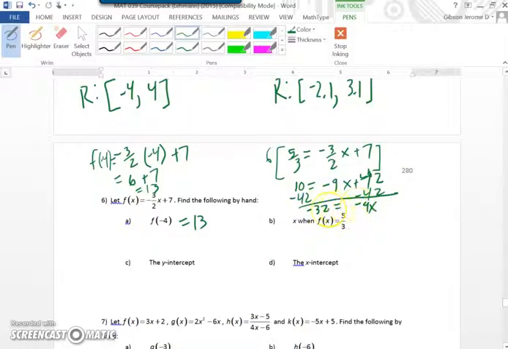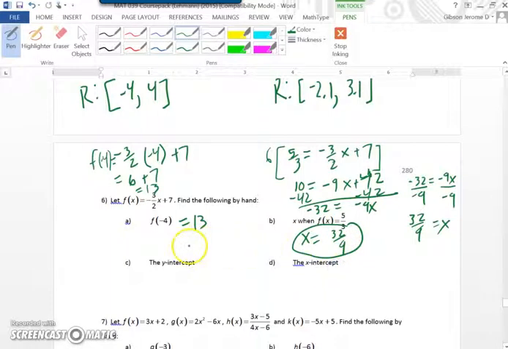Now as you see here, I don't have enough room, so I'm going to transfer this over here. So it'll be negative 32 is equal to negative 9x. We divide each side by negative 9. And negative divided by negative we know is positive. And 32 and 9 has nothing else in common, so we could leave it as 32 over 9. So we could write x equals 32 over 9, and that would be your final answer.